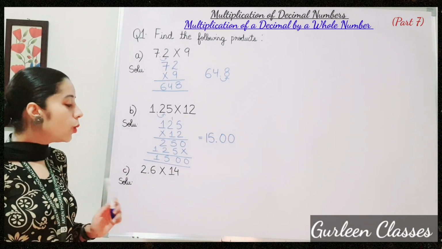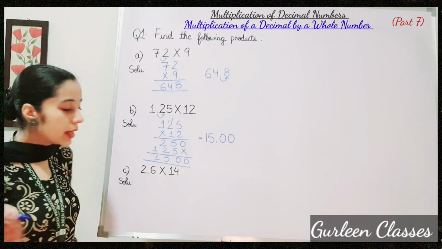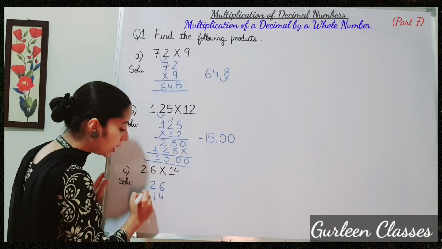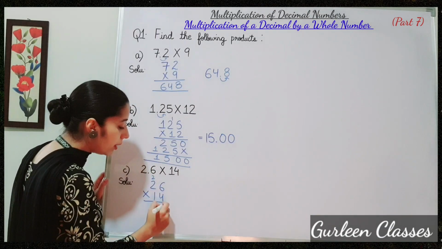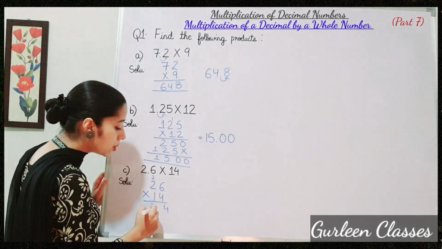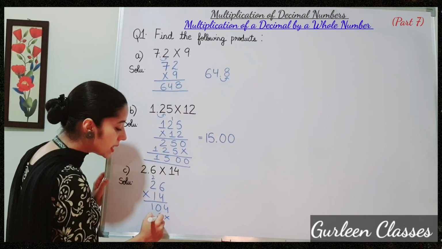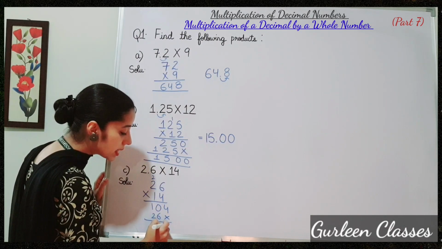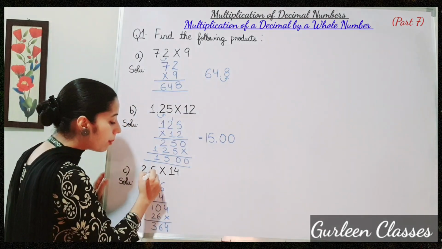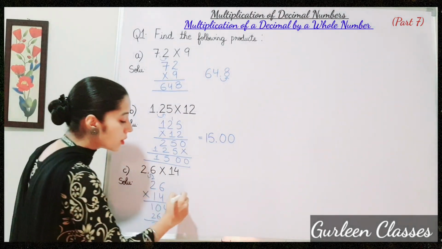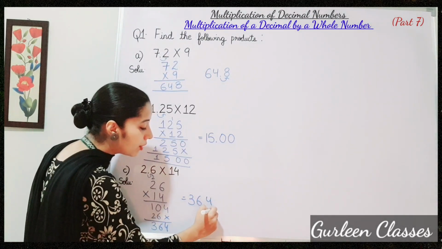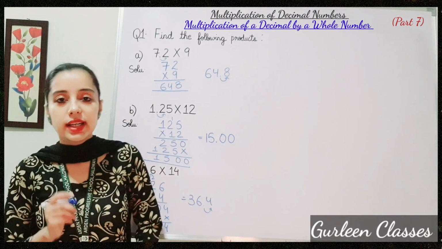C: 2.6 into 14. Ignore the decimal point. 26 into 14. 4 6s are 24. 4 2s are 8 plus 2, 10. 1 6 is 6. 1 2 is 2. Answer is 364. So after the decimal point you have only one digit. So your answer is 36.4. Here after the decimal point we have only one digit.